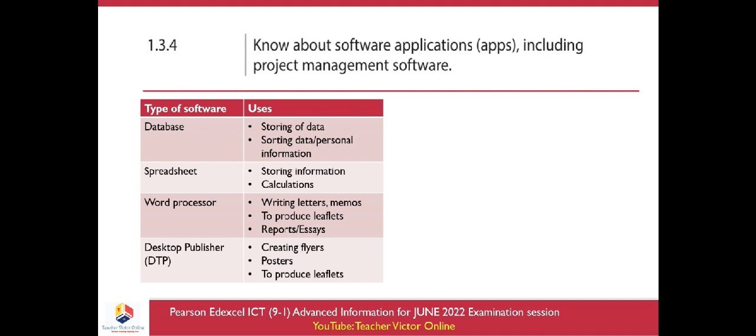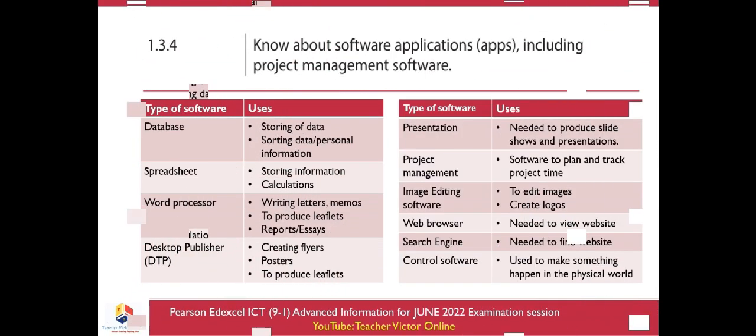Number four, we have the desktop publisher, DTP. This software is used for creating flyers, posters, and to produce leaflets. Can you take a minute and challenge yourself on other types of software and their uses? Okay, I hope that you have read that discussion.